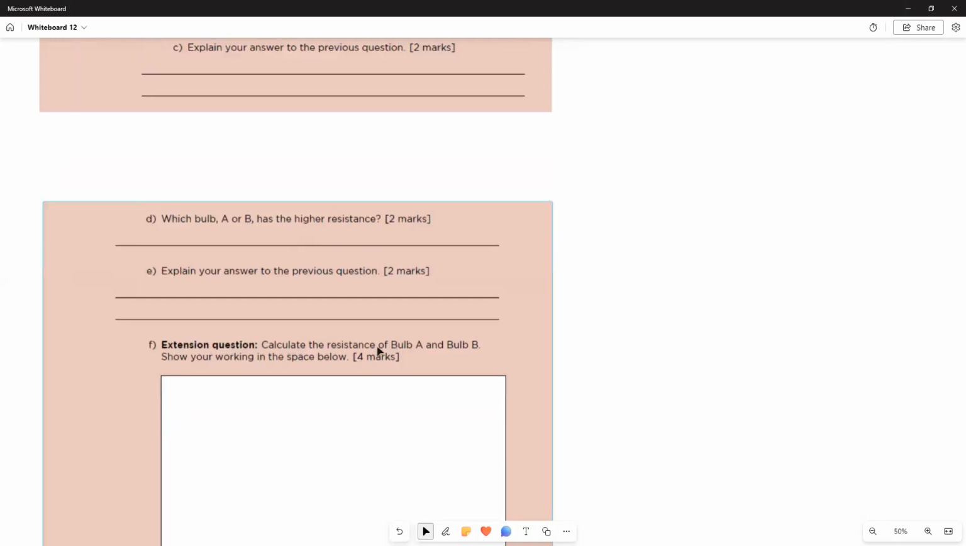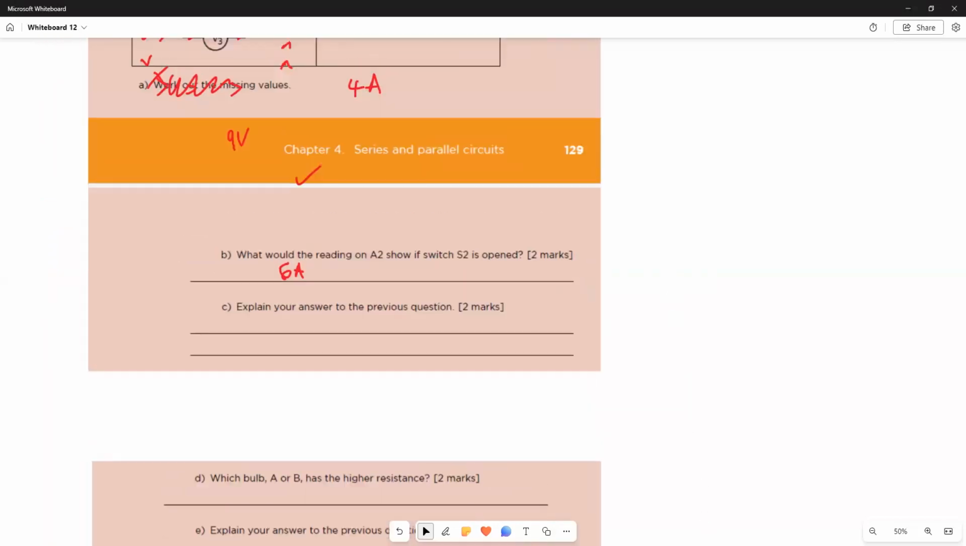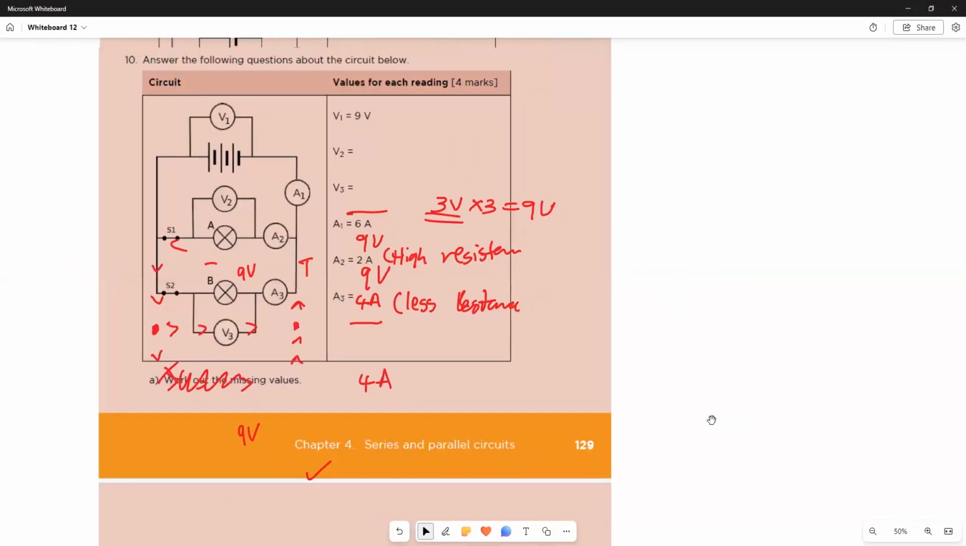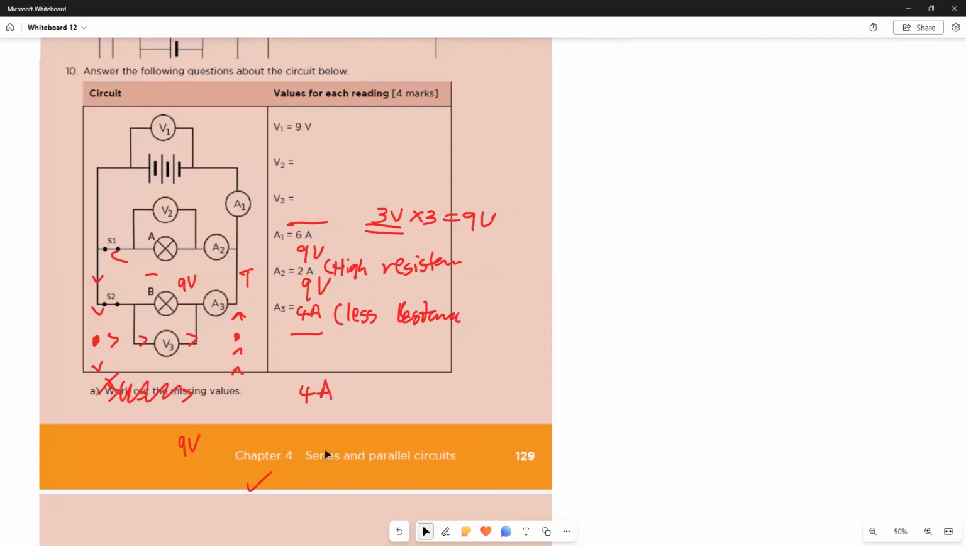Then now let's see. They say calculate the resistance of bulb A and B. Okay, let's check. So we need the resistance of bulb A and B. To solve for the resistance, we have this formula, V, which is the voltage, equals I times R. Okay, let's do voltmeter 2, which will give us I2 and resistor A, which is the light bulb, right?